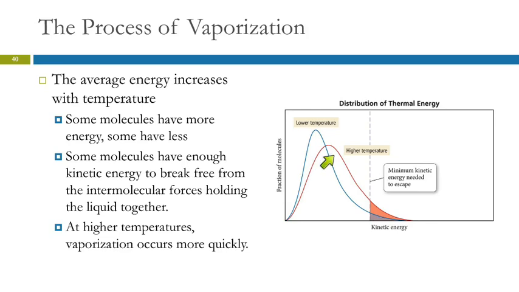When we increase the temperature, the average kinetic energy goes up, but even more so, it broadens out, and so we have a large increase in how many molecules have enough energy to break free. So at a higher temperature, we're going to have a lot more molecules that can break loose. So vaporization will occur more quickly at a higher temperature.